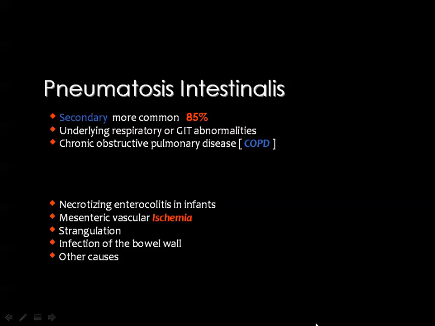Then we come to the secondary type, which is more common, seen in about 85%, and it has a good relation with respiratory and gastrointestinal abnormalities. And this pneumatosis intestinalis, or air in the wall of the small bowel, is usually seen in cases of necrotizing enterocolitis in infants. This issue will be discussed in the pediatric imaging sector.